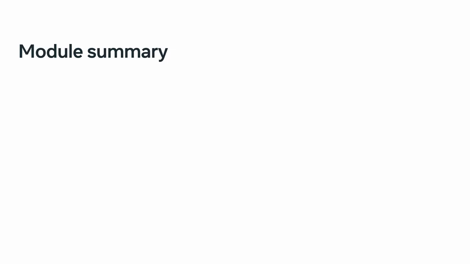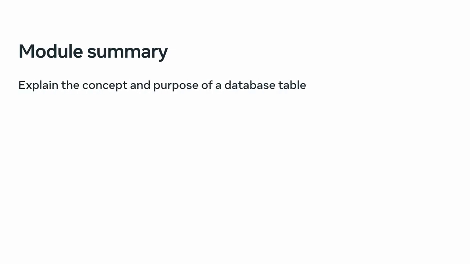In the final lesson of this module, you explored basic database structure. Now that you've reached the end of this lesson, you can explain the concept of a database table and outline what it's used for, and identify the key components of a database table, such as columns, rows, data types, and keys.